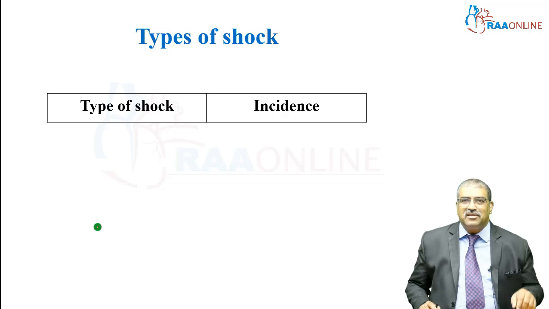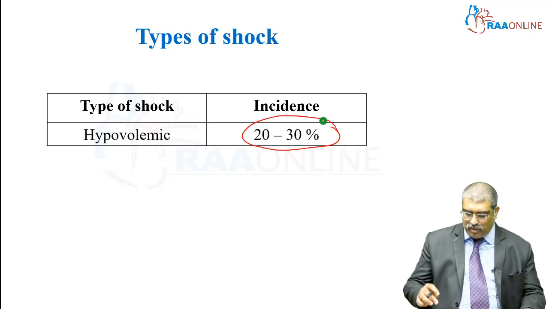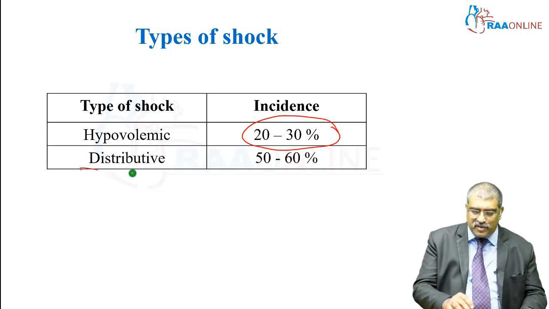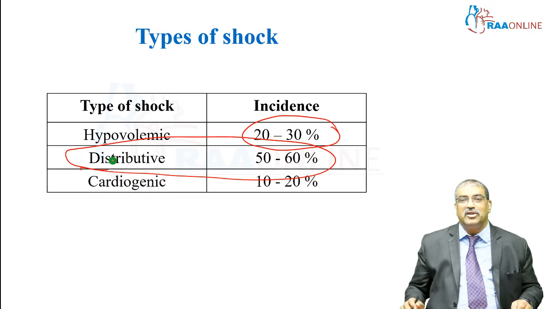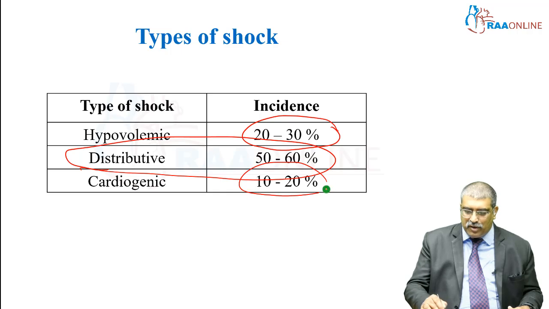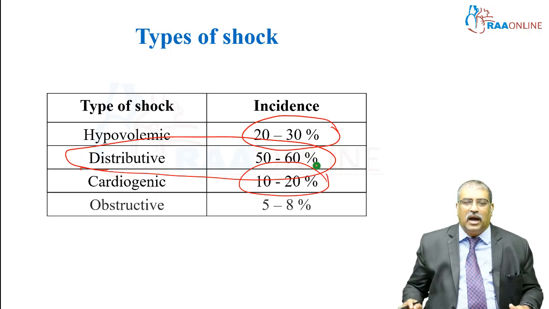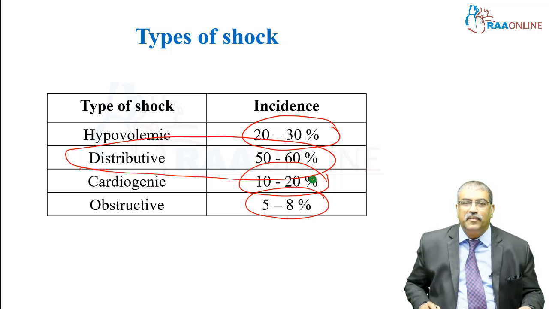Coming to the incidence of each type of shock, hypovolemic is roughly around 20 to 30%. Distributive is the most common type, which is around 50 to 60%. Cardiogenic, usually seen with acute coronary syndrome, is around 10 to 20%. And obstructive is around 5 to 8%.